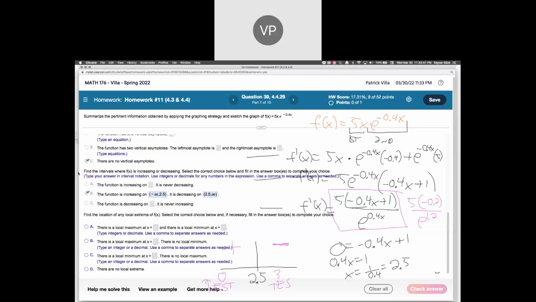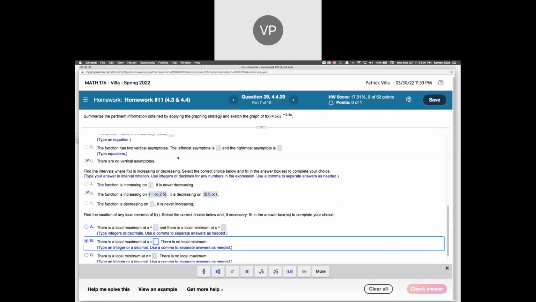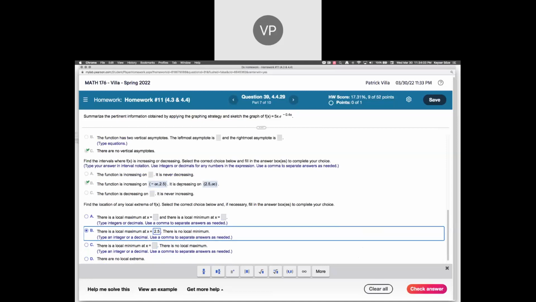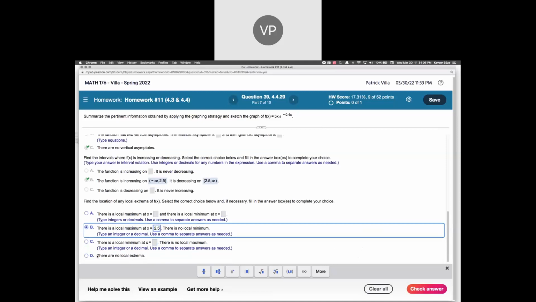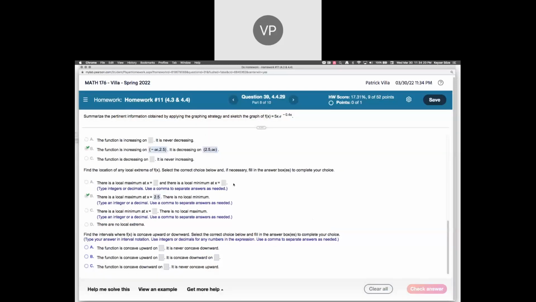I'm going to clear this out. You see, we've done a lot. We're already 6 parts through, so we're at number 7. Local max and min. Now remember, it was increasing up to 2.5, then decreasing after. That means that's going to be a local maximum there at 2.5, and there's no local minimum. Look at all your choices. There's neither any of them. A choices, you have a max and a min. C is you have a minimum and no max, but ours is we have a max and we have no minimum. And the x value is all they want, so we type in that 2.5.